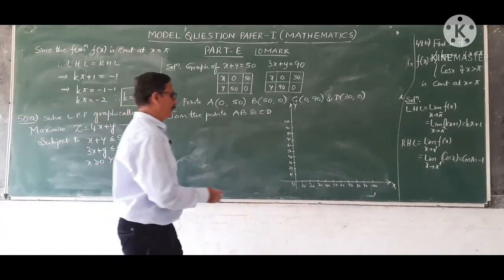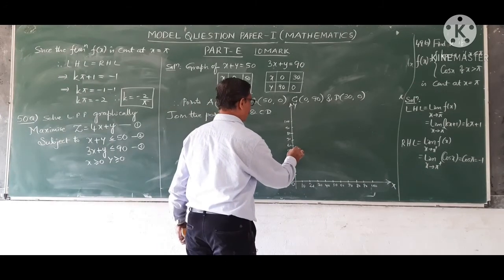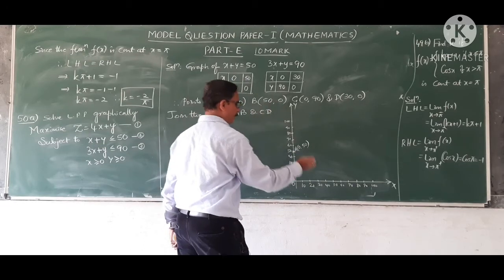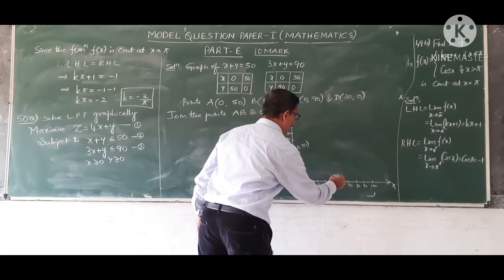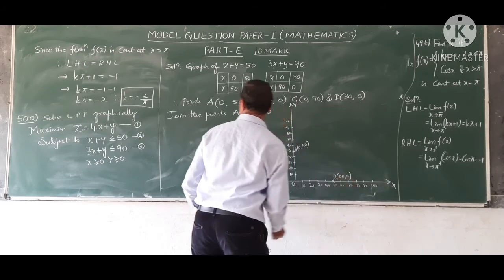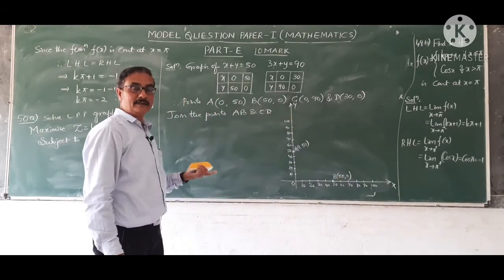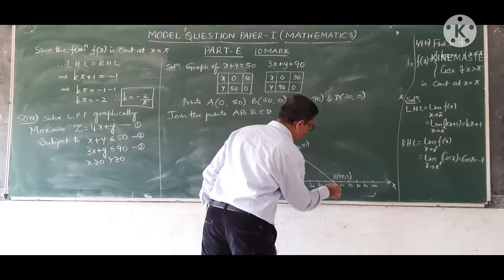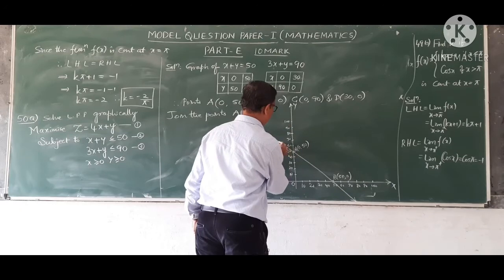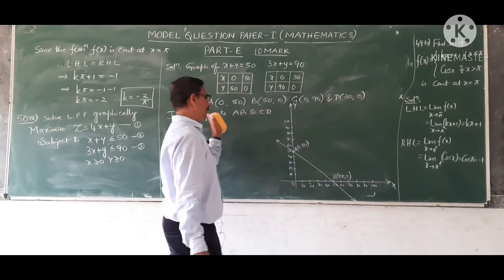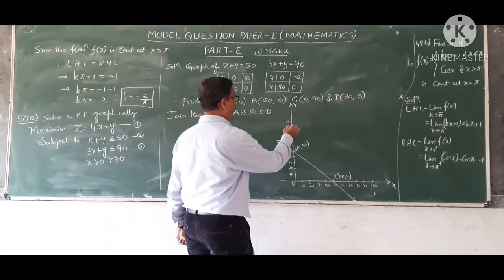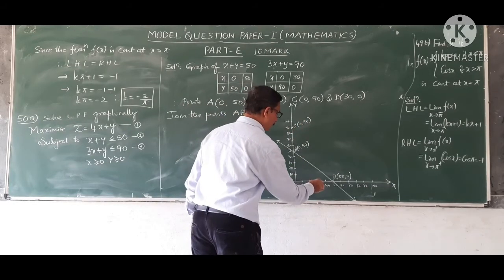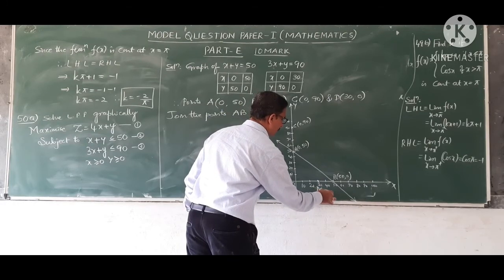Locate the points. X is 0, y is 50. This is the point 0, 50. Put x is 50, y is 0. B is the point 50, 0. Join AB. Clearly these two inequalities are slack inequalities, so join AB, that line is a thick line. This is the first equation. C is the point 0, 90. D is the point 30, 0. Join CD.